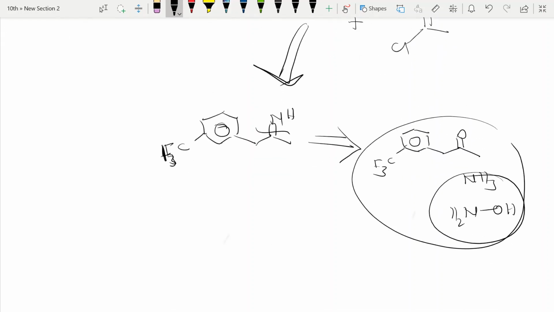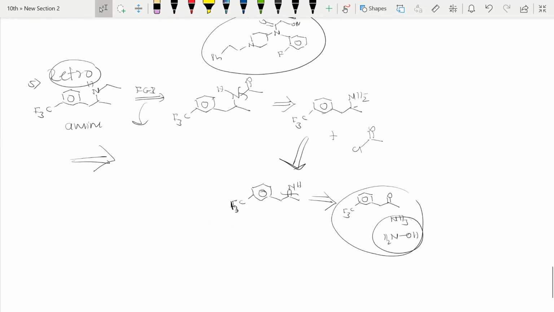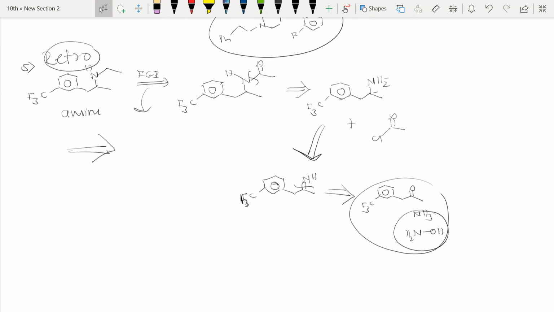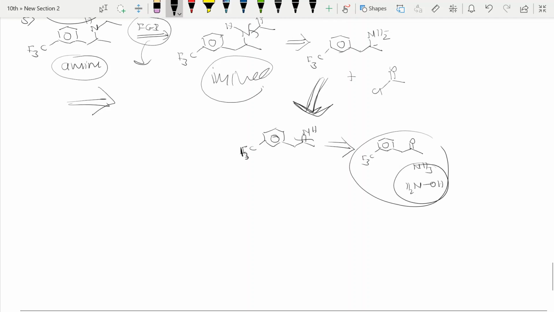So if I write the reaction, see, I hope you have got it. So we have done the retrosynthesis. Initially, from the amine, by functional group interconversion, I converted it to imine. Further, from the imine I got this one, which I broke down retrosynthetically into these things. So let us see how the reaction happens. Let us see the reaction.